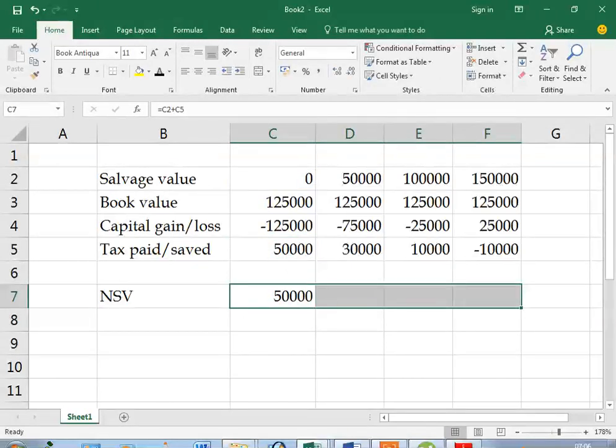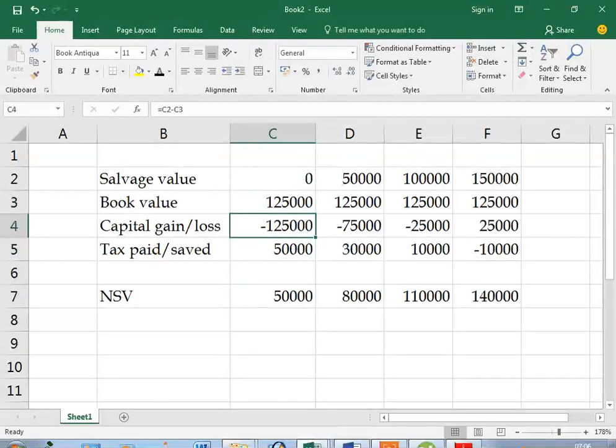So this is what is my net salvage value. 0 plus 50, 50 plus 30, 1 lakh plus 10, 1 lakh 50 minus 10. Why minus 10? Because I am paying tax. So my net salvage value is this, whereas the salvage value is this. So in capital budgeting, what you write is the net salvage value, not the salvage value. Wherever taxes are there, you will have to do this calculation. Clear? Able to understand this?